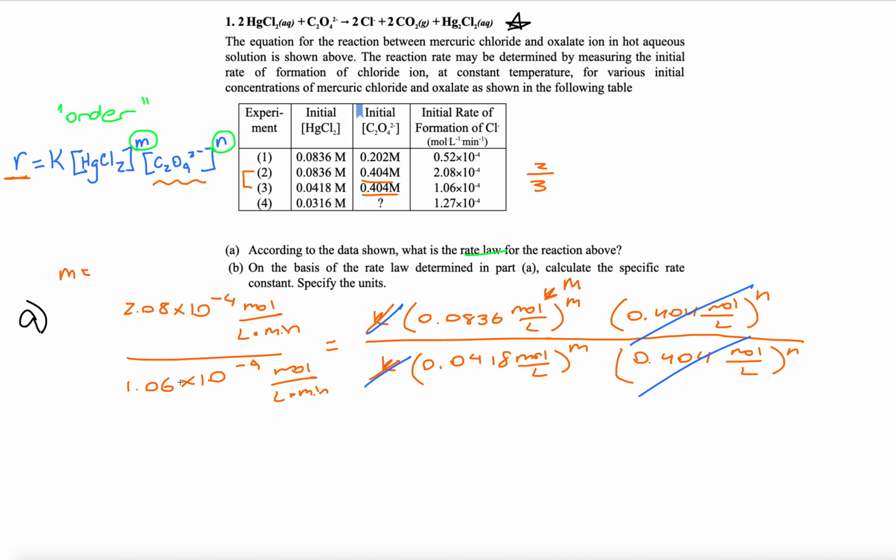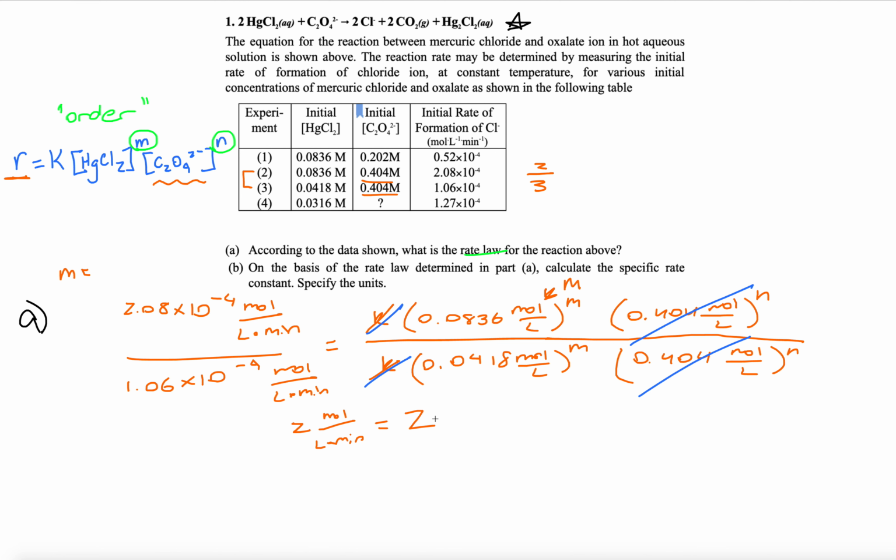So let's actually do this operation. How about you guys plug this divided by this into the calculator and see what you get? So once you do that, you'll see that 2.08 times 10 to the negative 4 divided by 1.06 times 10 to the negative 4 is actually 2. So let's keep our units here. And then likewise, when we do 0.0836 divided by 0.0418, we're also going to get 2. So that's pretty exciting.